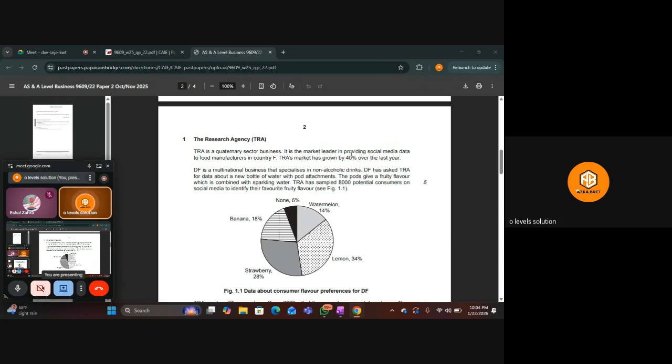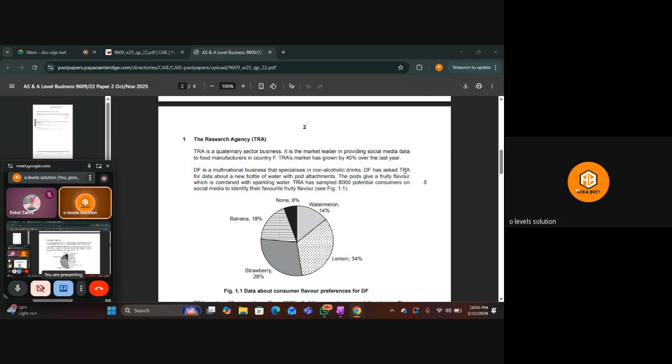It is a market leader in providing social media data to food manufacturing country F. So what does it mean to be a market leader? It means that TRA has the highest market share in this industry. TRA's market has grown by 40% over the last year, so it's really high growth. DF is a multinational business, which means that they have a branch at least in one country, and they specialize in non-alcoholic drinks.